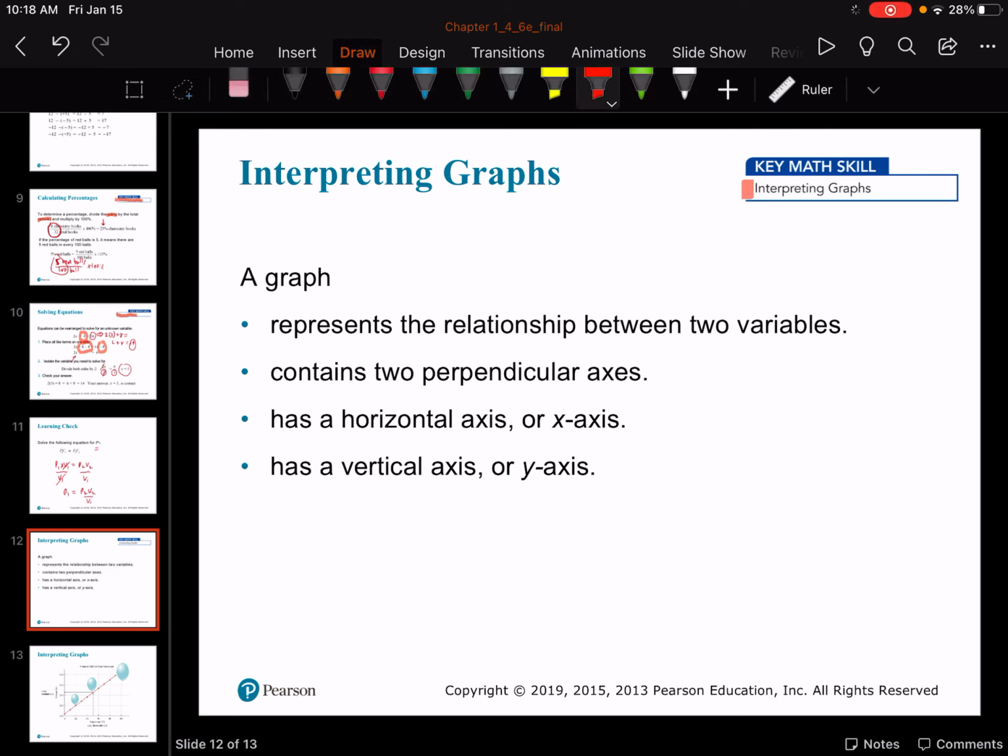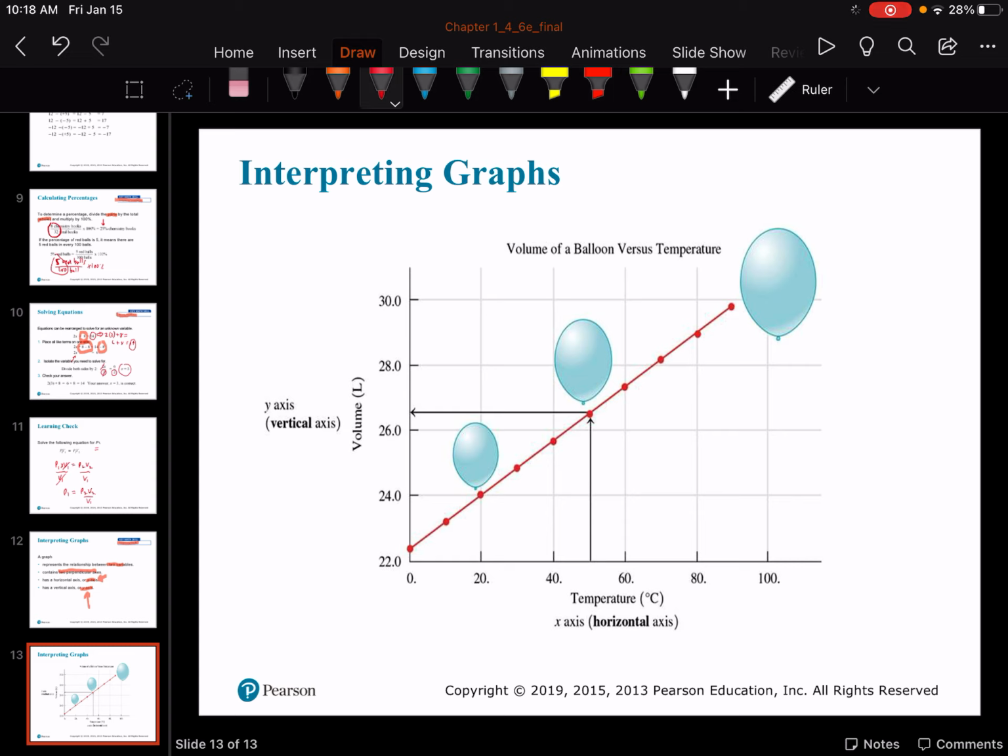Last key math skill is interpreting graphs. Big deal. Okay, a graph represents the relationship between two variables. It contains two perpendicular axes, and we oftentimes call them an x and a y axis. They're really the independent variable and the dependent variable, okay? But we call them x and y axis, or horizontal and vertical axes, okay? So let's go here and look at this graph. First of all, we'll just step our way through it.